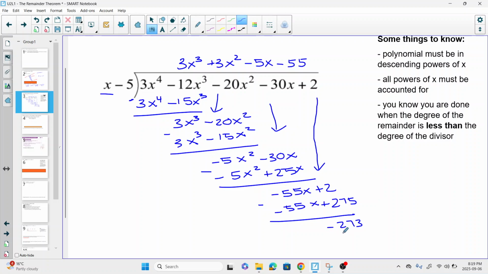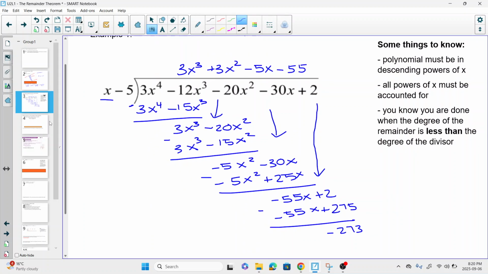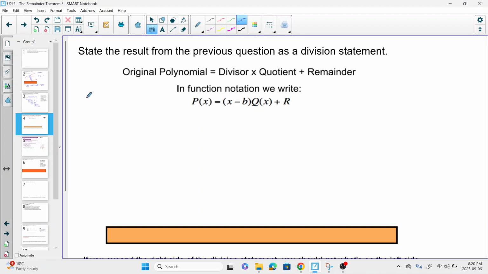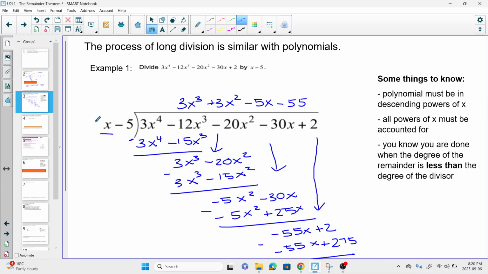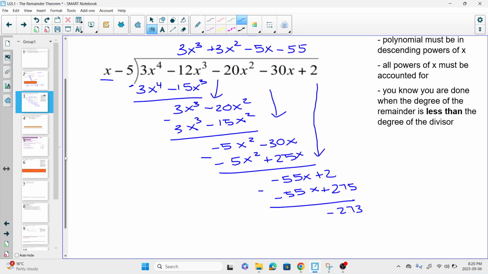Now, I have nothing else to bring down, and also the degree here is less than the divisor. This was degree 1, this is degree 0, so I'm done, okay? So this is the final answer. And we could write, now I think I have it on the next slide, that we could take the results from the previous questions and write it as a division statement, but just because rather than flip back and forth, I'm going to do it on this page right here, not on the next page.